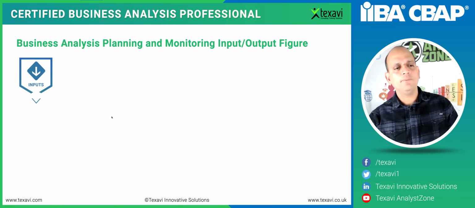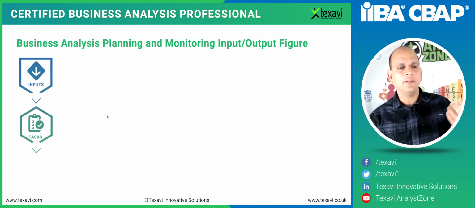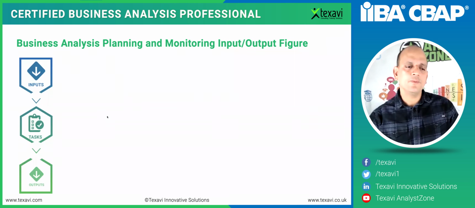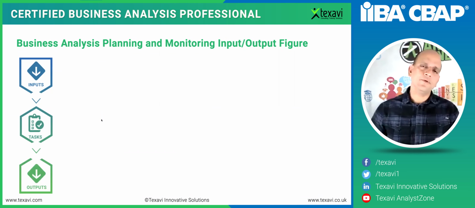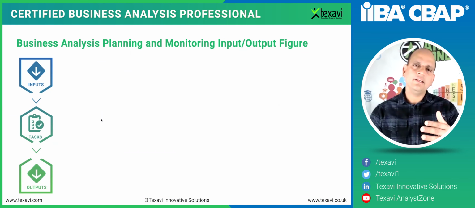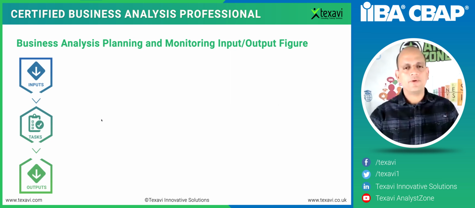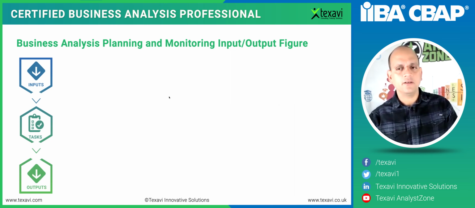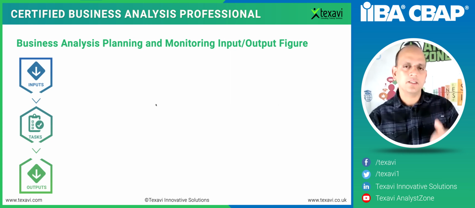So there's the inputs, there's the tasks and process that happens within that particular knowledge area, and then there's the outputs that would contribute to the next level of activity. So this is how we would try and define, and this is going to be the key framework: inputs, tasks, and outputs.